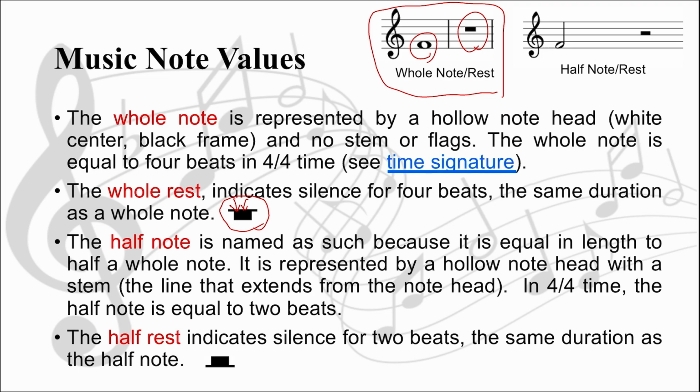And then we come to the next one, the half note. A half note is named as such because it is equal in length to half a whole note. It is represented by a hollow note head with a stem. The difference is that it has a stem, but also the note head is hollow. In 4/4 time signature, the half note is equal to 2 beats. And the next companion symbol indicates silence for 2 beats, the same duration as the half note.